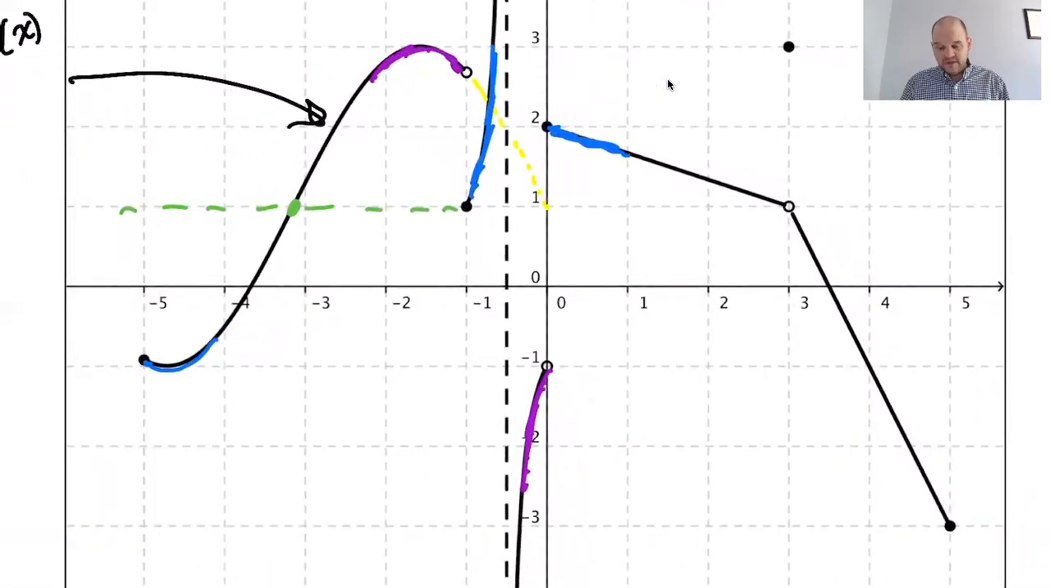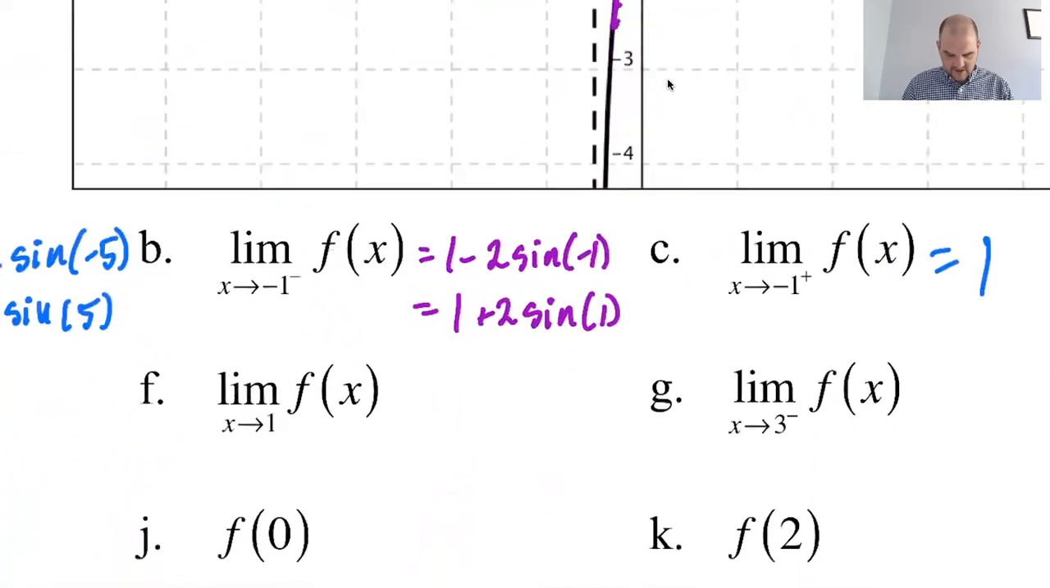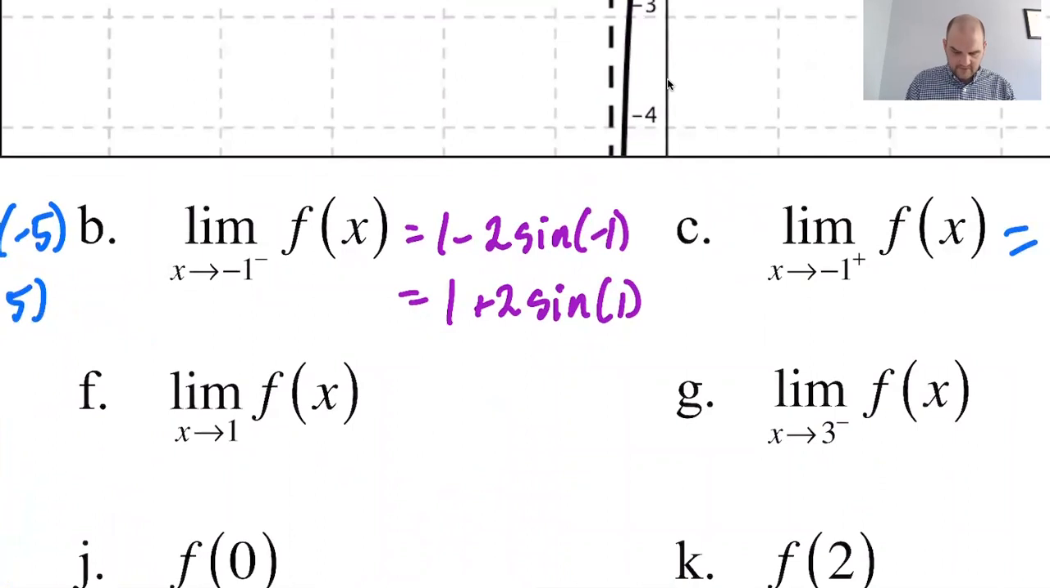I'm going to do my slope thing. So I see that if I go over 3, I go down 1, so the slope is -1/3. So if I only go over 1, I would go down 1/3. So it's going to be 2 minus 1/3. 6/3 minus 1/3 is 5/3. So this will be 5/3.